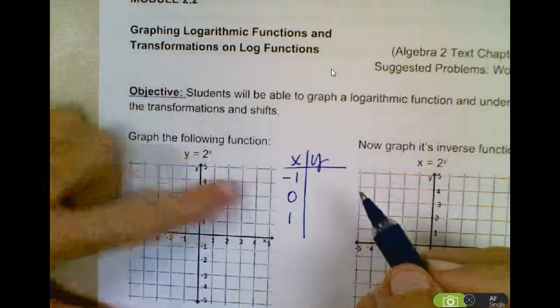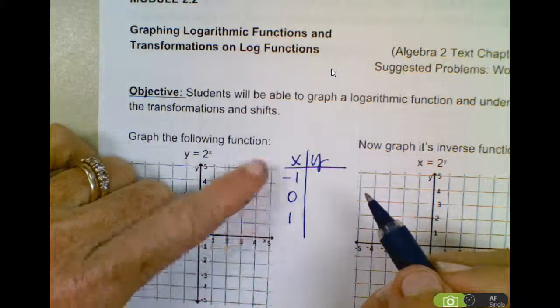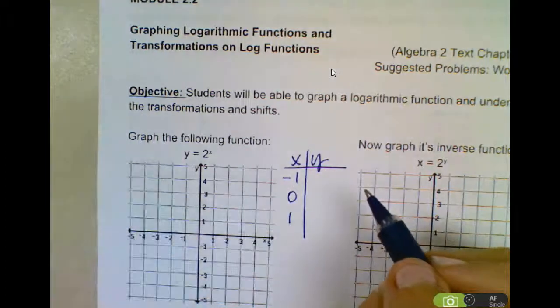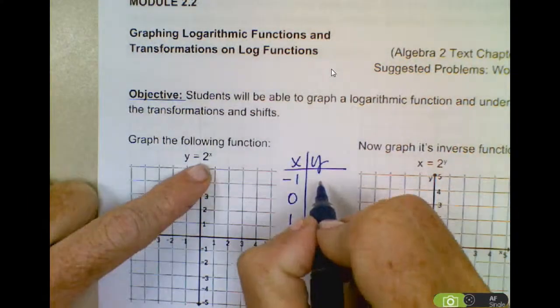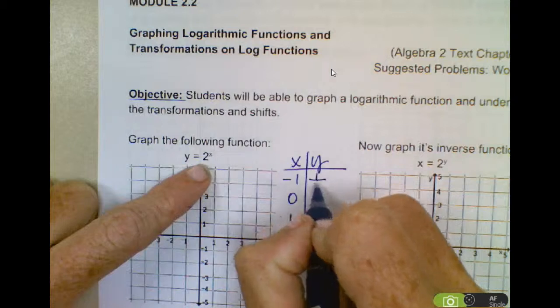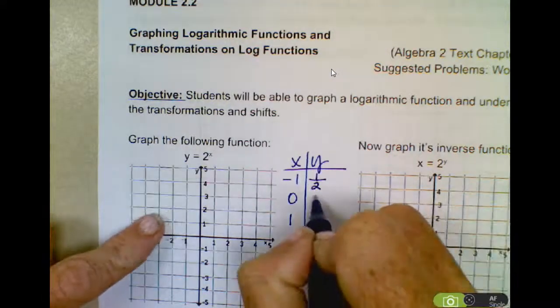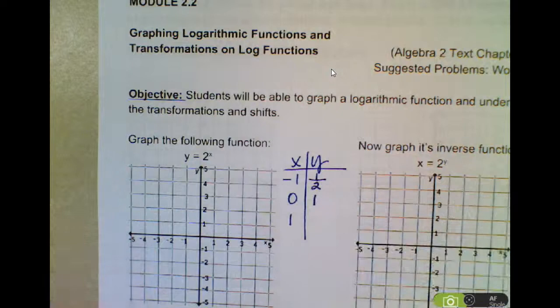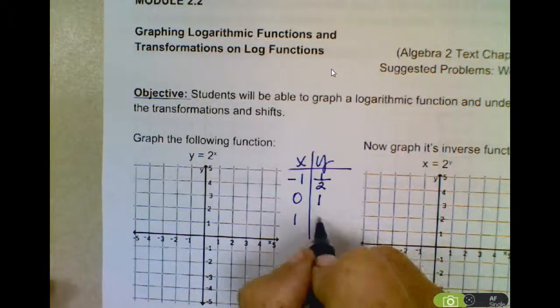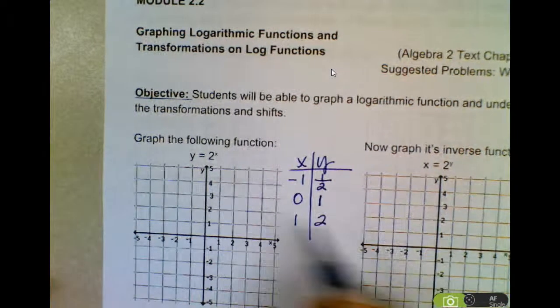If we plug in 3 different points for x, let's use just -1, 0, and 1 because those are the easiest. So 2 to the -1 would be 1/2 because it's 1 over 2 to the first. 2 to the 0 power would be 1. Anything to the 0 power is 1. And 2 to the first, of course, would be 2. So let's do a quick graph.